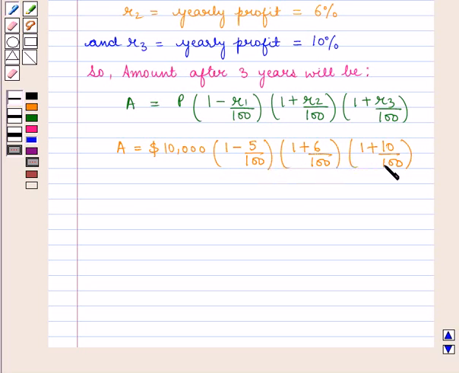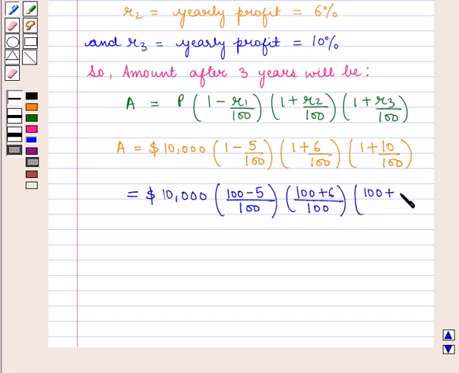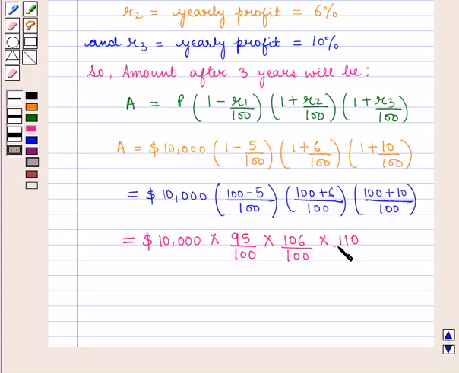Taking the LCM within the brackets, this is equal to 10,000 into (100 minus 5 upon 100) into (100 plus 6 upon 100) into (100 plus 10 upon 100) dollars, which is equal to 10,000 into 95 upon 100 into 106 upon 100 into 110 upon 100.